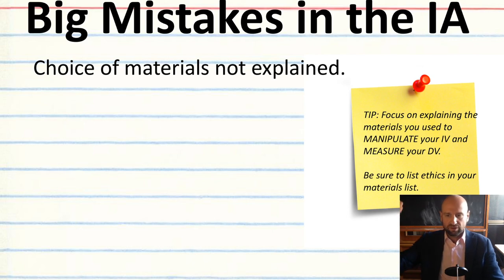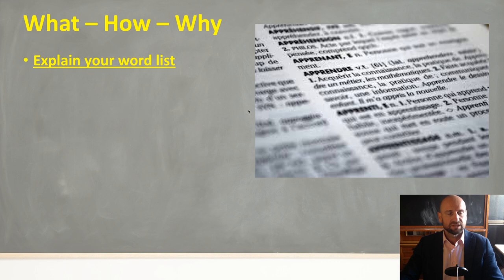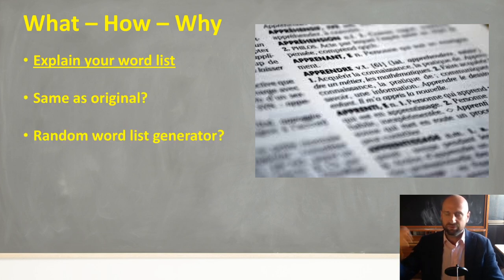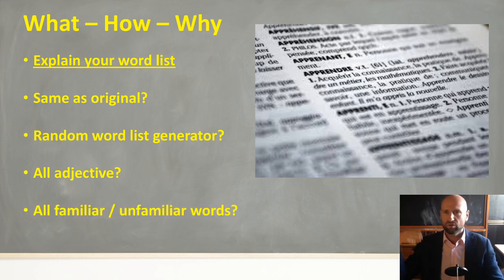So, did you use, for example, the same words as in the original study? Maybe you chose an online random list generator? Maybe you just decided to do all adjectives. Maybe you decided to do just one syllable words. Maybe it was country names. They were all familiar or they were in a different language. What was it and why?